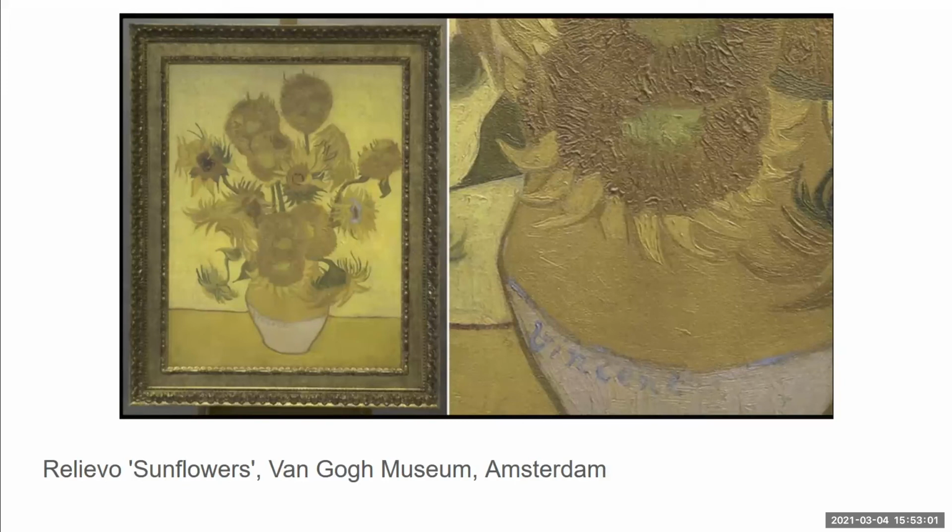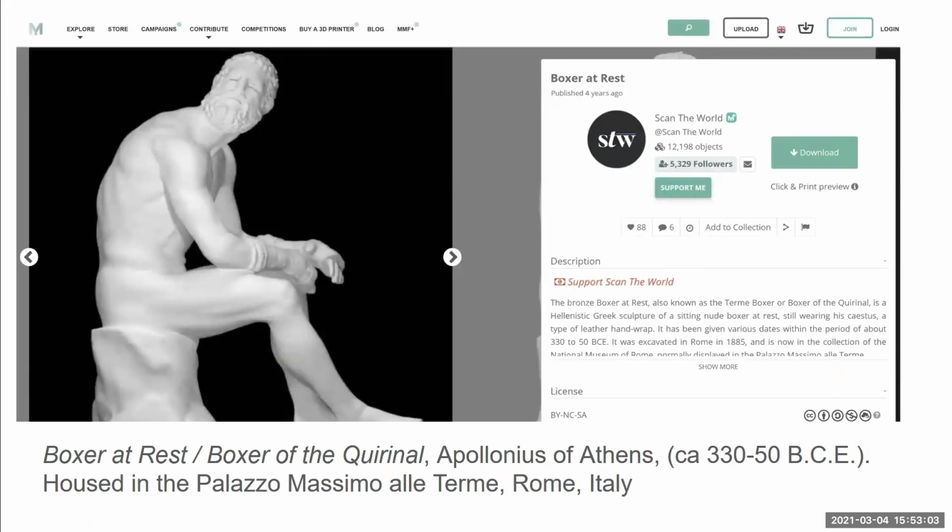Similarly, and I forgot to take a picture of this, my apologies. That was one of the last things I meant to do for this. But one of the other really interesting things is that you can create 3D scans or 3D models of stuff that is otherwise pretty much inaccessible or difficult to access. So this is a really famous Hellenistic Greek bronze statue called the Boxer at Rest, or the Quirinal Boxer.